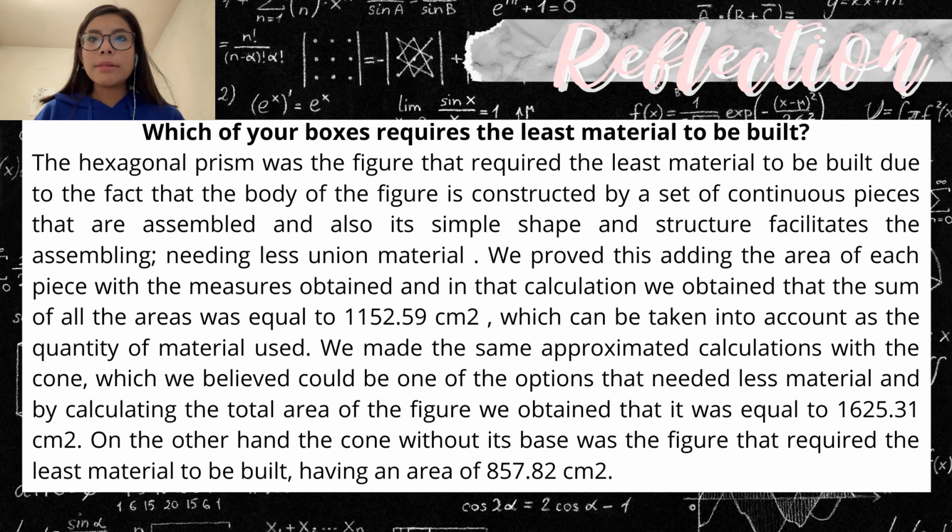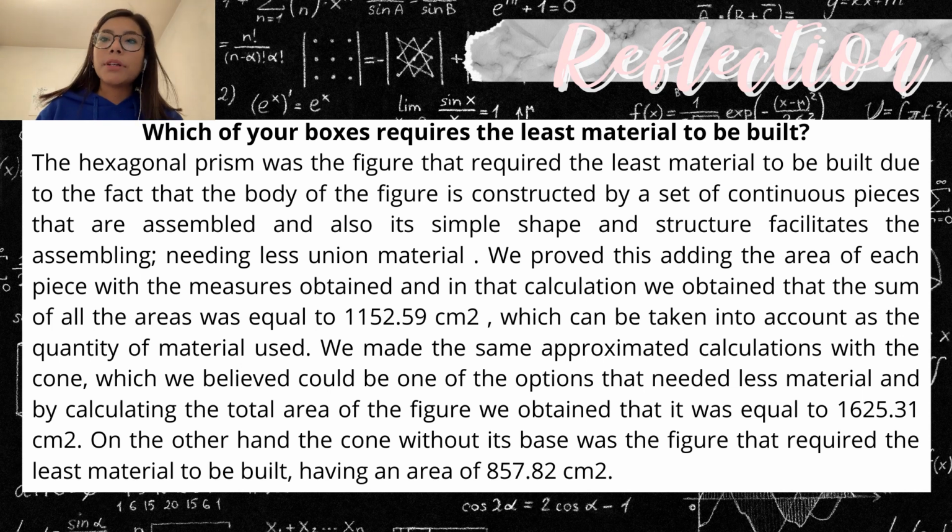The hexagonal prism was the figure that required the least material to be built, due to the fact that the body of the figure is constructed by a set of continuous pieces that are assembled, and its simple shape and structure facilitates the assembling, needing less unit material. We proved this by adding the area of each piece with the measures obtained, and in that calculation we obtained that the sum of all the areas was equal to 1152.59 square centimeters, which can be taken into account as the quantity of material needed.